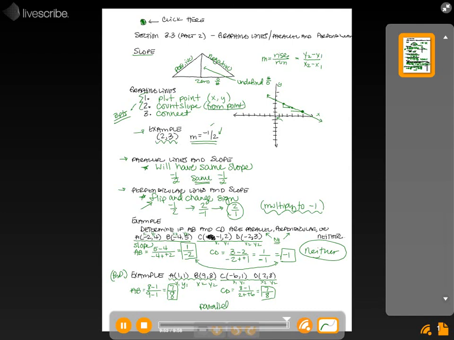And those are your notes on Section 3.3, Part 2, graphing lines and parallel and perpendicular.